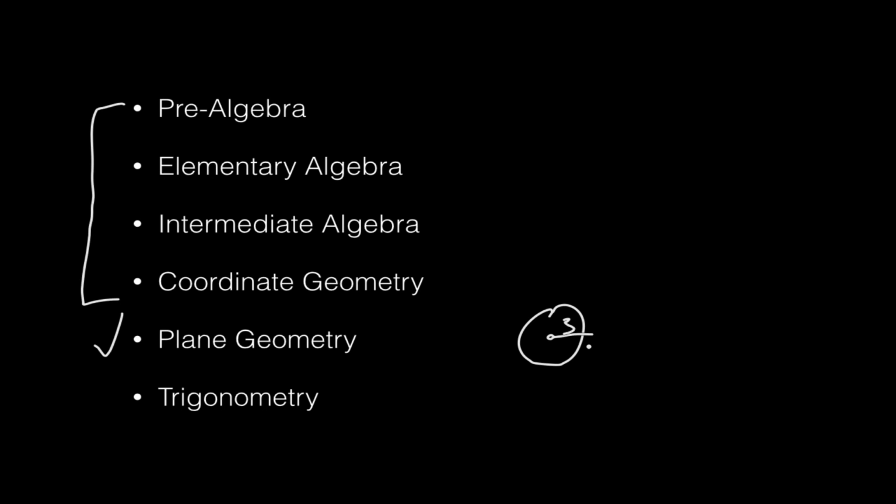Plane geometry is just things like circles. It gives you a circle here. It gives you the radius is 3, and it tells you to find the area. Well, to find the area, you just take 9 pi because the formula would be pi r squared. If it says find the circumference, then it would simply be 6 pi because the formula is 2 pi r.